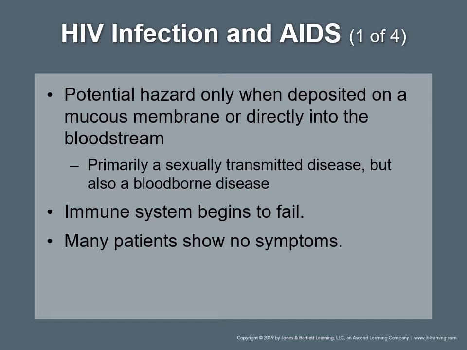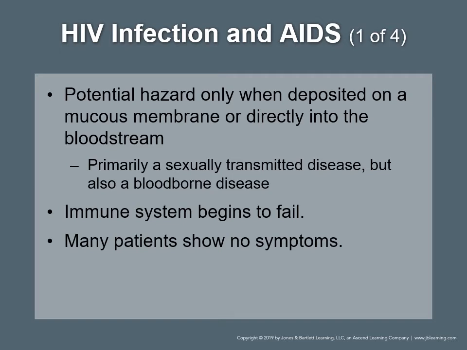HIV infection is a potential hazard only when deposited on a mucous membrane or directly into the bloodstream. It is primarily a sexually transmitted disease, but it is also a blood-borne disease. It can also be transmitted from a pregnant woman to her infant in the birthing process. HIV is also transmitted through blood transfusions.